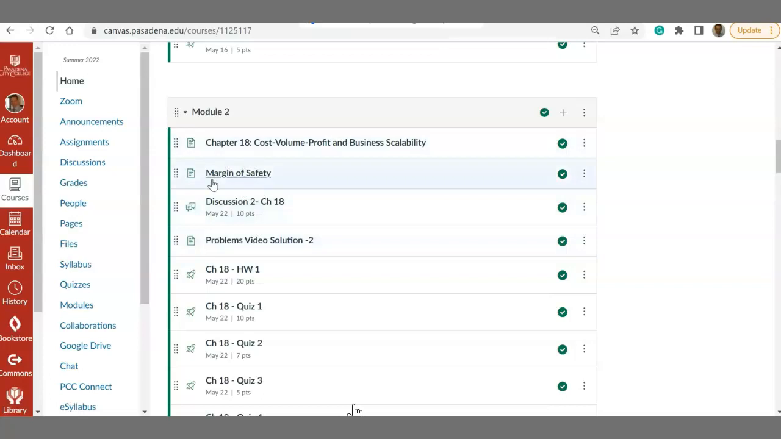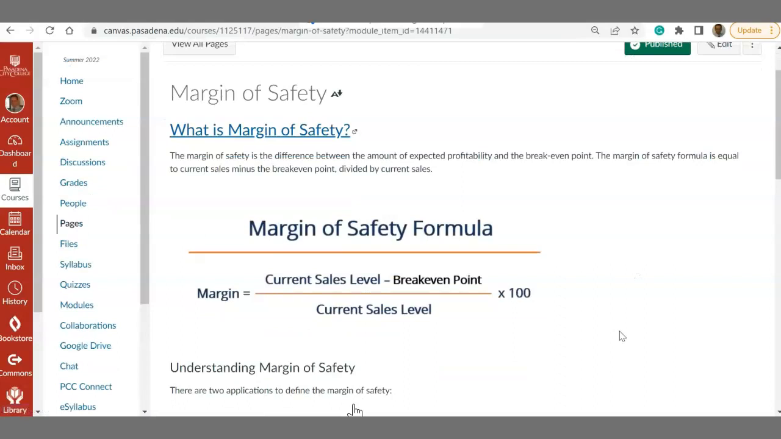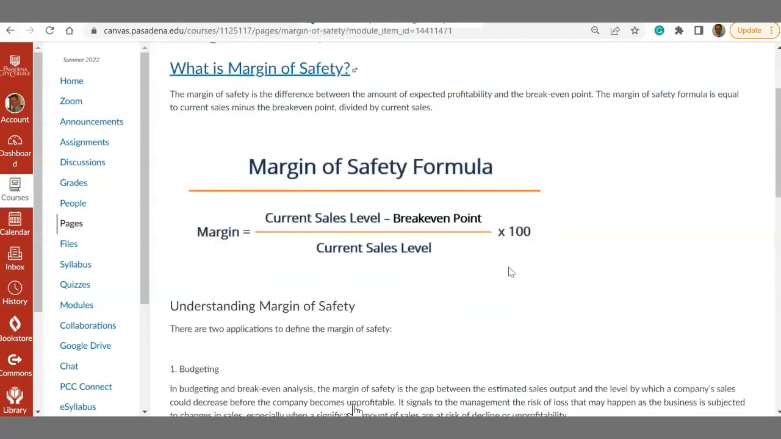In regards to margin of safety, I put also a page here for you just to see what the margin of safety is. You can read your book, obviously, but this is an extra resource. So what is margin of safety? Margin of safety is thinking about how much of sales you can afford to lose in a bad economy and still break even. So you can have margin of safety in dollars or margin of safety in ratio. And that's also part of your project to calculate margin of safety in dollars and margin of safety in ratio.